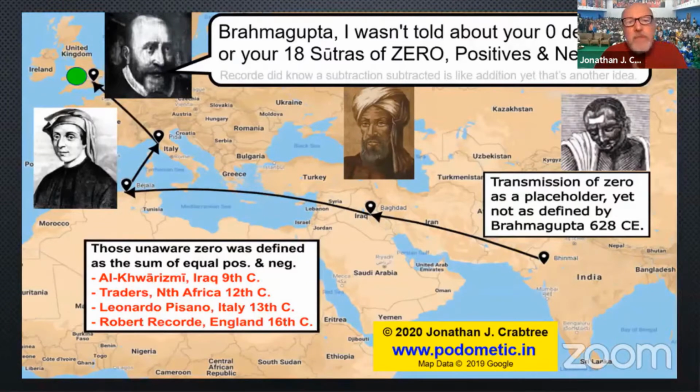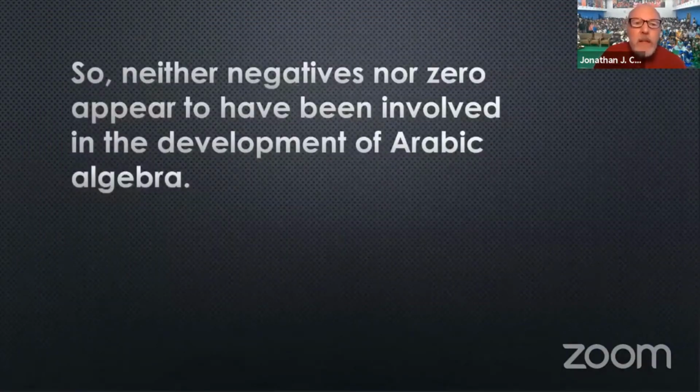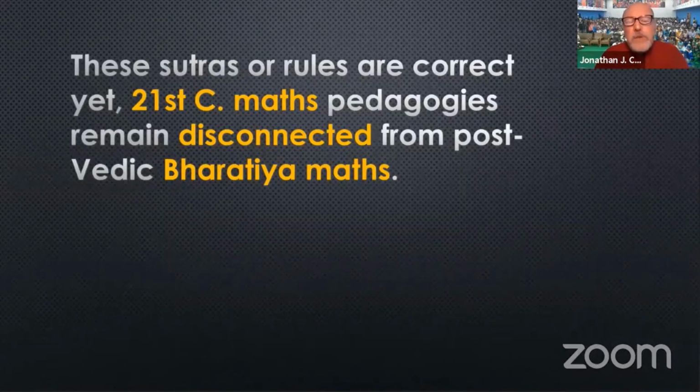So what I'm saying is that the travel from the East to the Middle East to the West was all about the zero placeholder, and there was never any acceptance of zero as a number of the same status as the other numbers, and there was an absence of an understanding of negative quantities being equal and opposite. What the West came to be teaching everyone is that negatives by definition are less than positive. So neither zero nor the negatives appear involved in the development of Arabic algebra. So these sutras or rules are correct, yet 21st century maths pedagogies remain disconnected from post-Vedic Bharatiya maths.